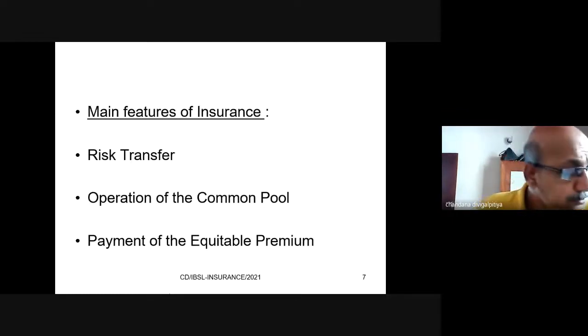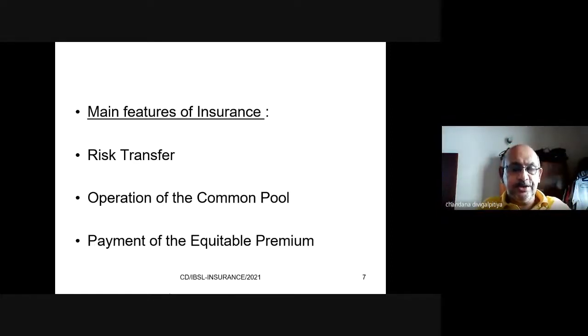Right, now we move on. These are the main fees of insurance. We talk about risk transfer. Risk I talked about earlier. The risk and chance. How are you going to distinguish between risk and chance? Operation of common pool, something which you are going to hear now. And payment of the equitable premium, not the equal premium.